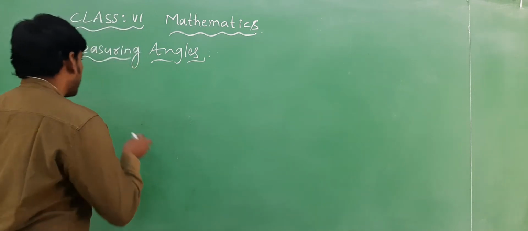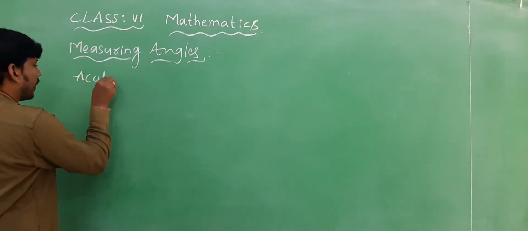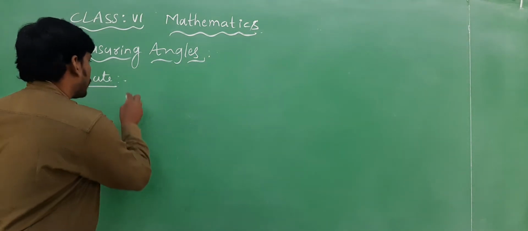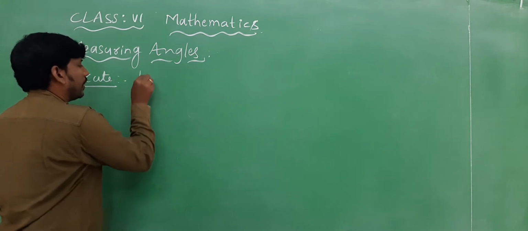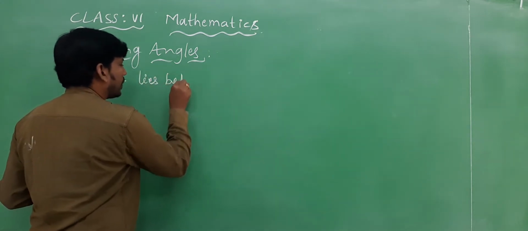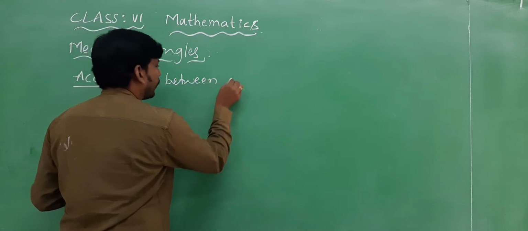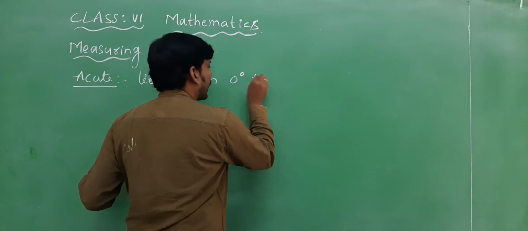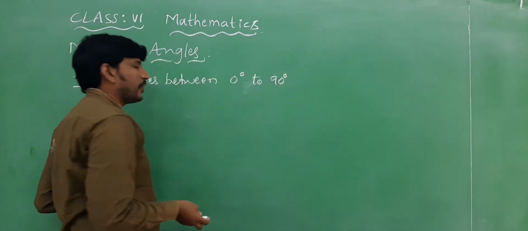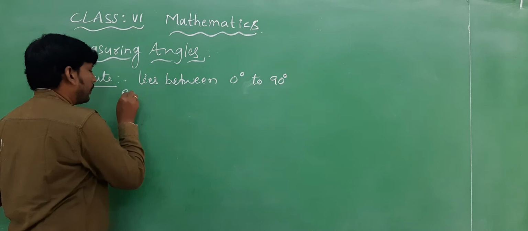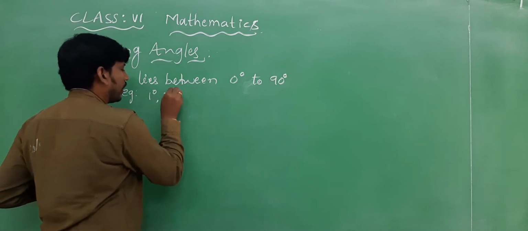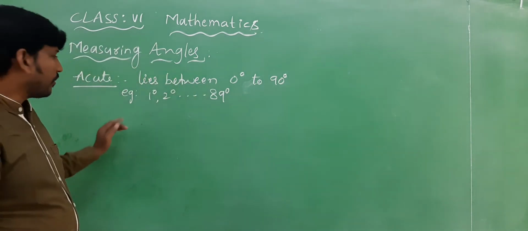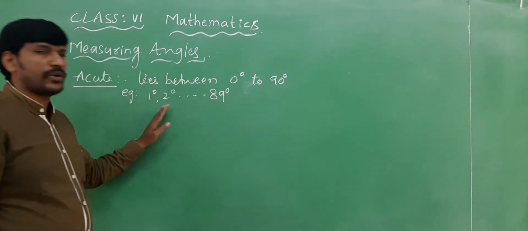Right? Let us discuss here. First of all, we are going to discuss acute angle. Right? How to measure an acute angle? The measure of an acute angle always lies between 0 degrees and 90 degrees. In between 0 to 90. For example, 1 degree, 2 degrees, like that up to 89 degrees. From 1 degree to 89 degrees, all are acute angles.